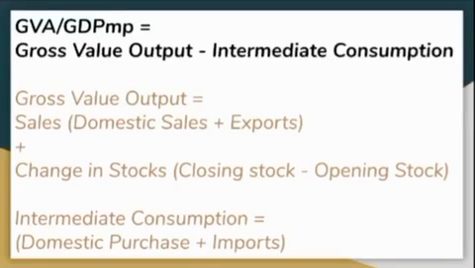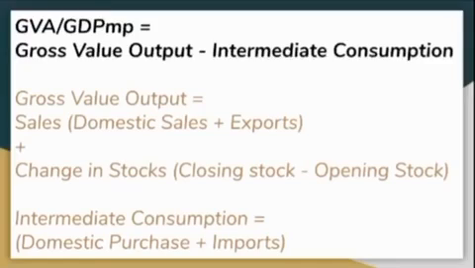So what is its formula? Let us see. Gross value output minus intermediate consumption. So in question, if directly the values are given of gross value output and intermediate consumption, then we will just apply this formula and we will get the gross value added or our GDP-MP. But if it is not given directly, then one by one we will see what we need to find in the question. So first one is gross value output.